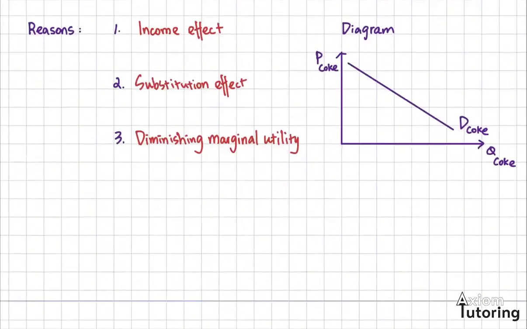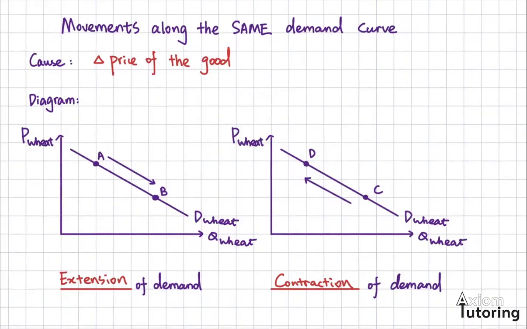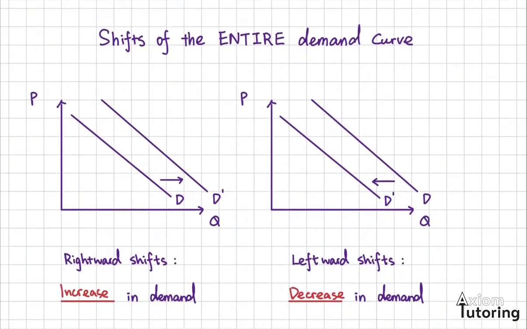Now, let's look at the movement along the demand curve, which can only be caused by a change in the price of the good itself. A fall in the price will result in a larger quantity of demand, and we describe this as an extension of demand. A rise in price will result in a smaller quantity demanded, and we describe this as a contraction of demand. It is quite important to know the words extension and contraction and use them in your essay to describe the diagram. Well, when the whole curve moves, we call it shifts.